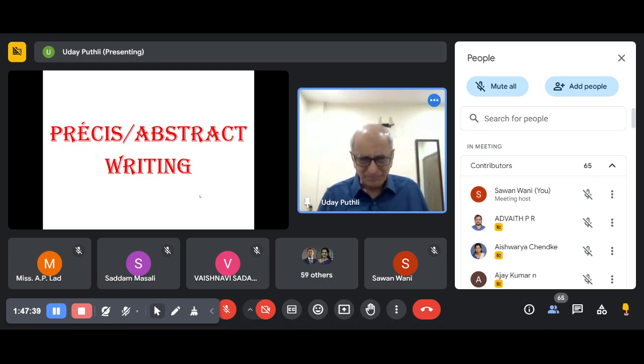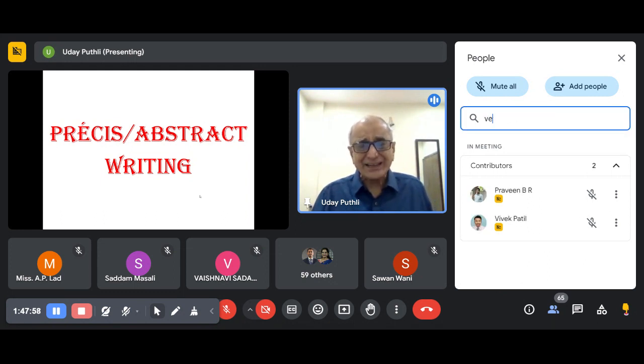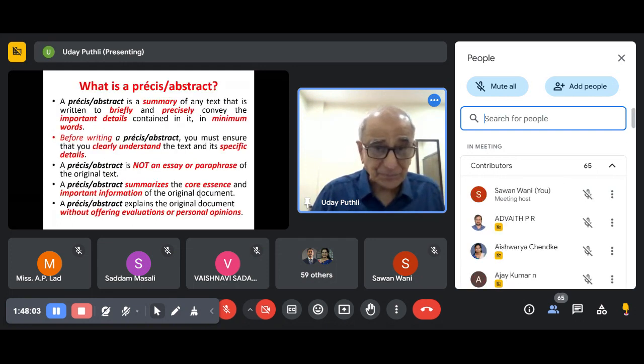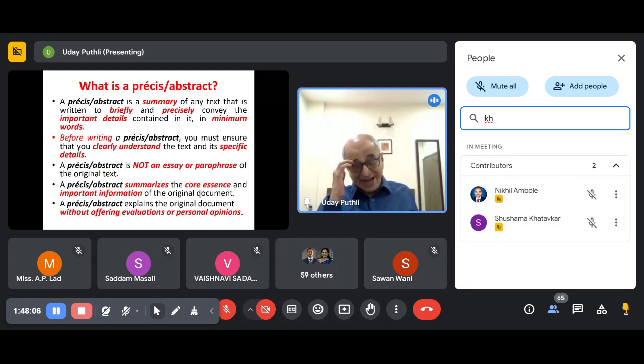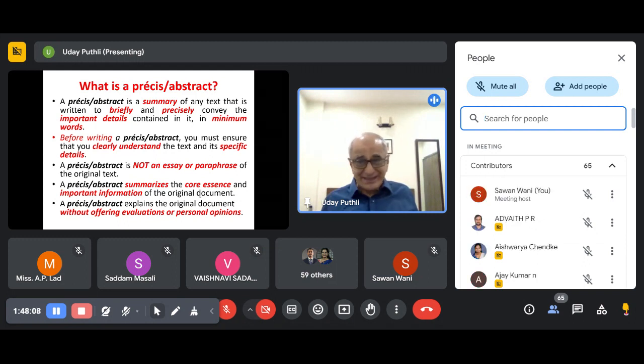or even a précis, helps you, like a note, to read quickly and get the gist of whatever you have read. So it's an exercise of trying to remember certain things. There's a difference between a précis and an abstract, but the difference is very marginal. Both are summaries. What is common about them is that it's a summary of any text that is written to briefly and precisely convey the important details in the minimum number of words.